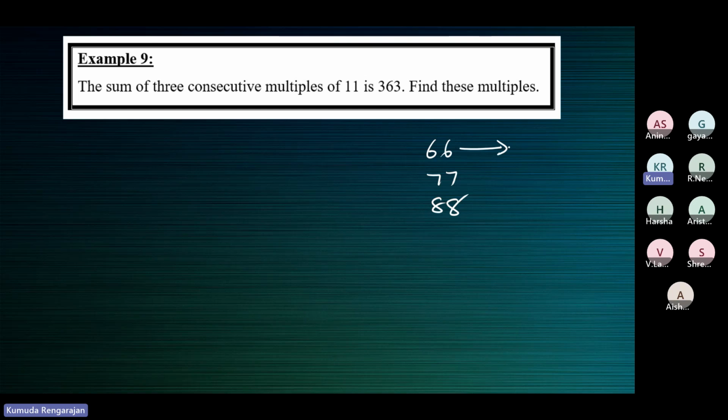So if you call the 66 as x, then how do you write 77 using x? x plus what? x plus 11. And how do you write 88 using x? x plus 22. x plus 22. Very good, Ariston. x plus 22.